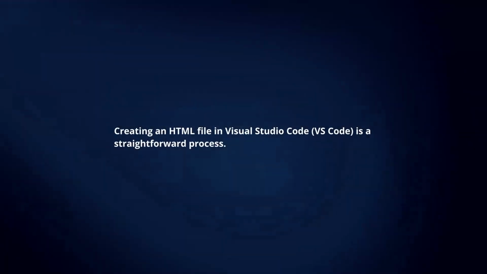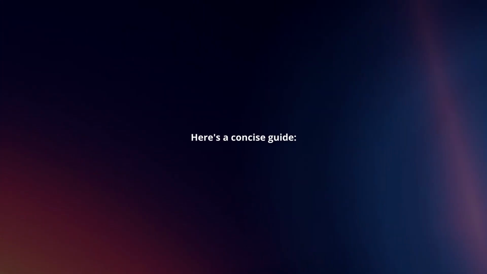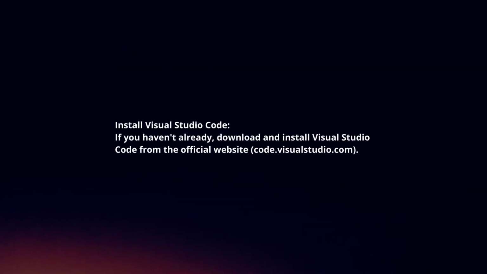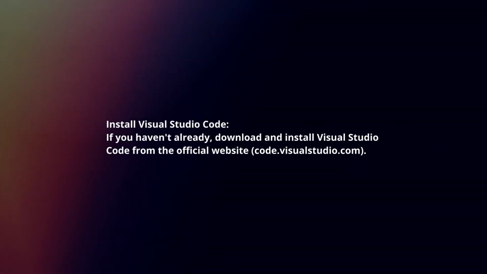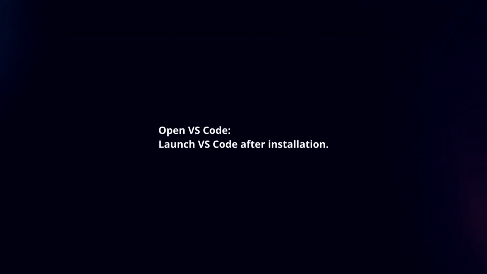Creating an HTML file in Visual Studio Code is a straightforward process. Here's a concise guide. Install Visual Studio Code. If you haven't already, download and install Visual Studio Code from the official website. Open VS Code. Launch VS Code after installation.